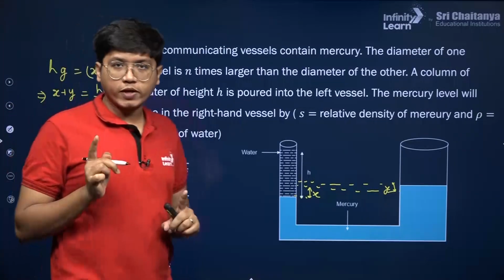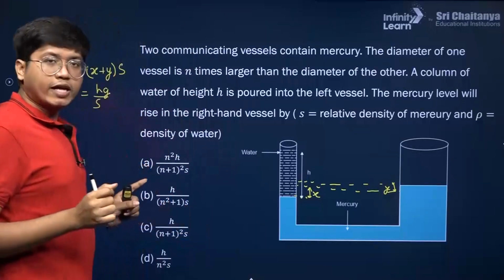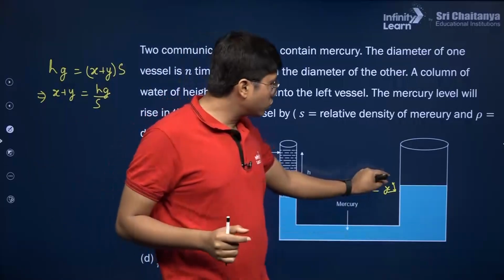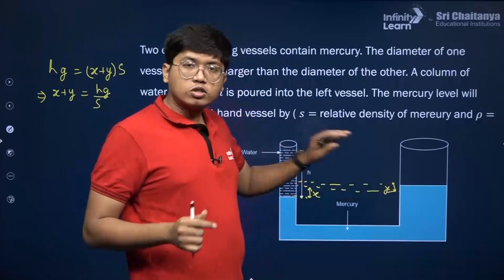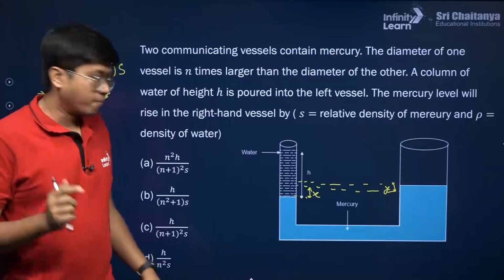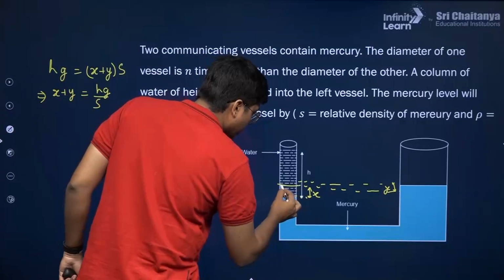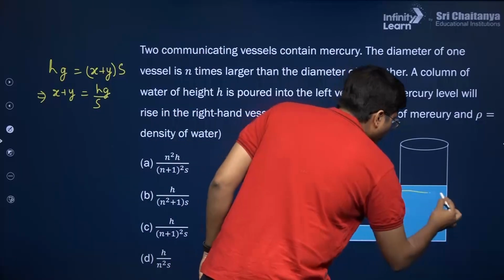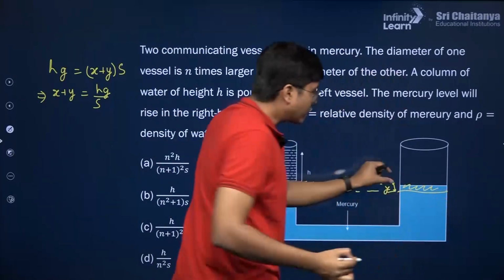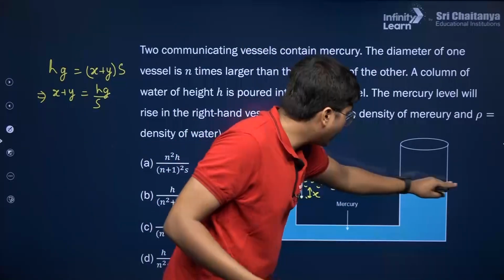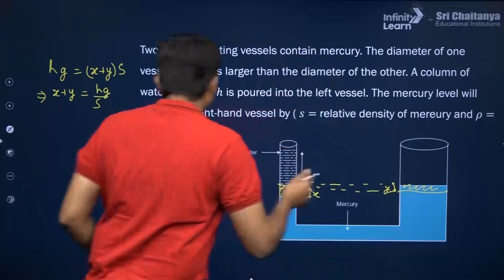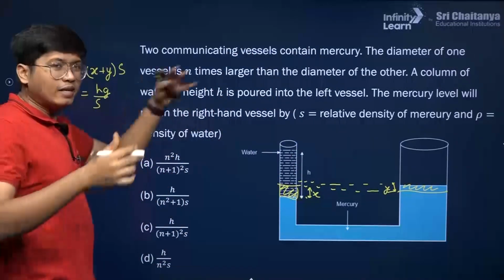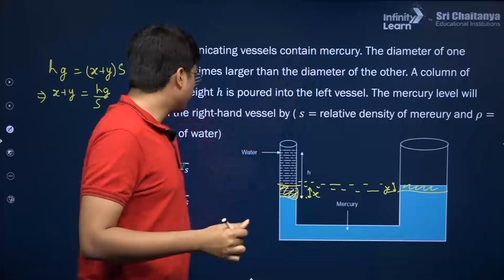Now I can't be done here. I need another relation between x and y. What relation do I have between x and y? I know that the volume that decreased over here has to be equal to the volume that increased over here, because the amount of mercury should remain the same. So the volume that the mercury went down by over here should be equal to the volume that the mercury went up by over here. That is why over here it went up less, because the area is more. So let's say a diameter of one is n times the diameter of the other. Forget diameter, let's consider it as radius, won't even make a difference.